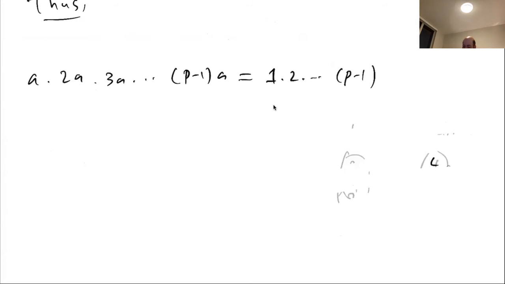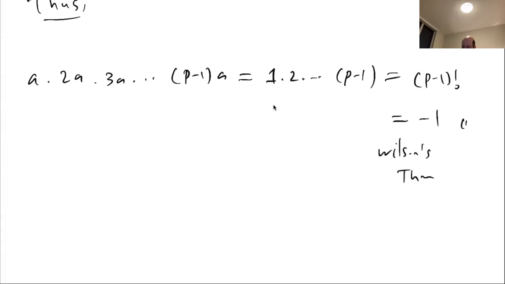Now, p minus 1 factorial is what? The right-hand side, 1 times 2 times all the way to p minus 1, is p minus 1 factorial, which is equal to -1 by Wilson's theorem. Again, it's Zp.